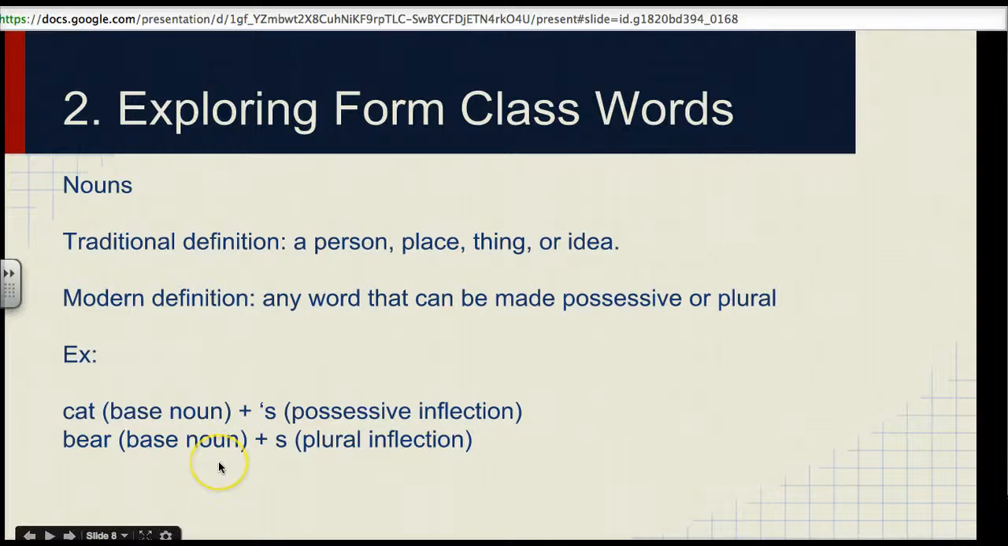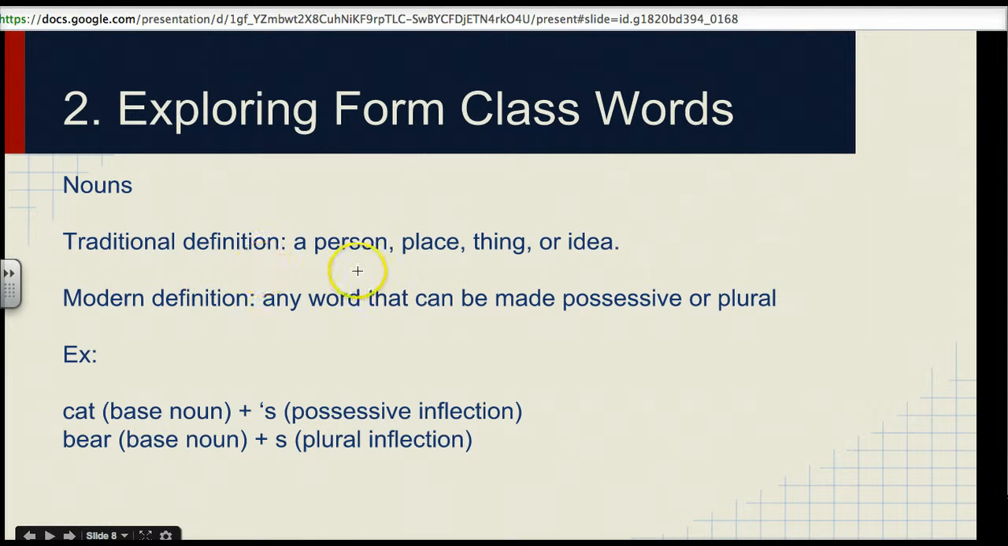Okay, so now that we've talked about function, let's talk a little bit more in depth about form class words. We're not going to cover them all because some of them are just fairly standard. Things like the determiners, prepositional phrases, those really don't change a whole lot. Interjections, I mean, we only have a limited amount of question words and things like that. So we're going to look more specifically first at nouns.